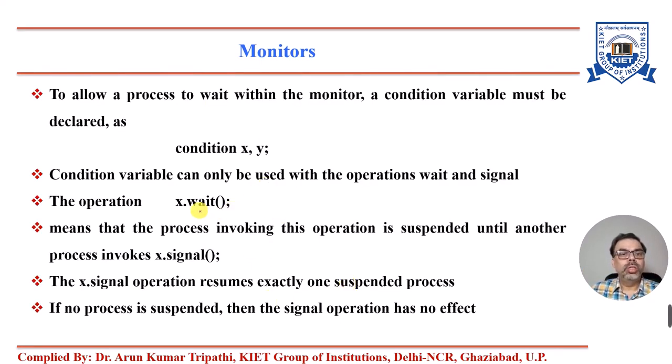Now, the monitor can access the shared variable using the wait and signal functions. The wait function basically decrements the shared variable value as in the semaphore, S minus minus, and when it is releasing the critical section, it will increment the value so that another process can enter into the critical section. So this is the basic concept of the monitor.